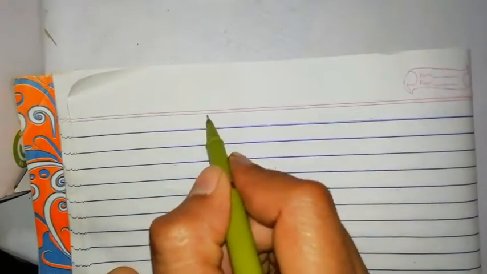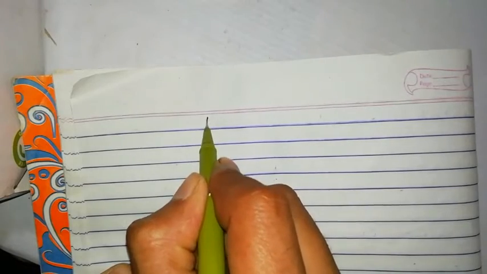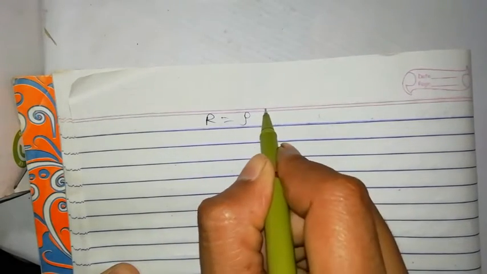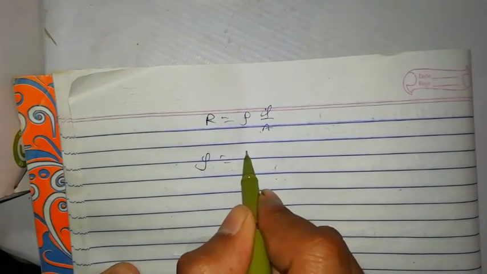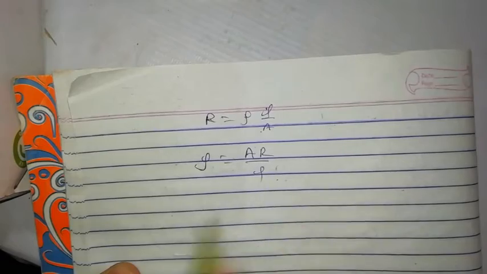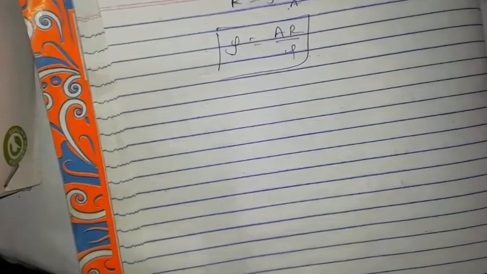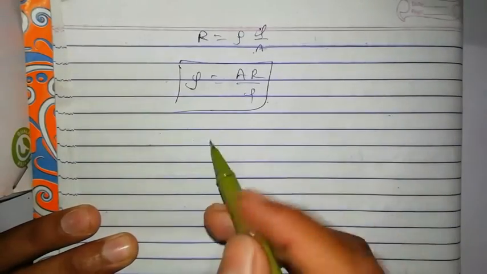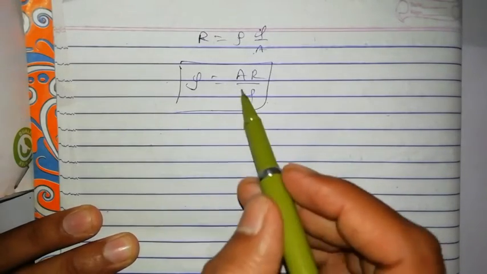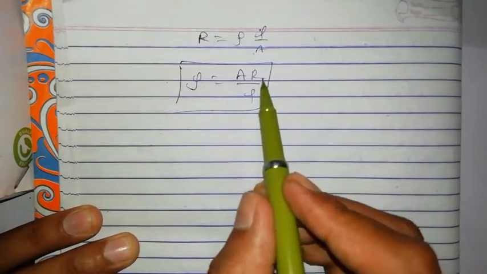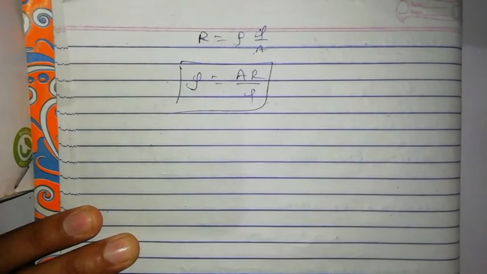We may write rho is equal to R into A upon L. From the above equation R is equal to rho L upon A, so rho is equal to A multiplied by R upon L. The resistivity or specific resistance of a material may be defined as the resistance of a unit cube of the material.